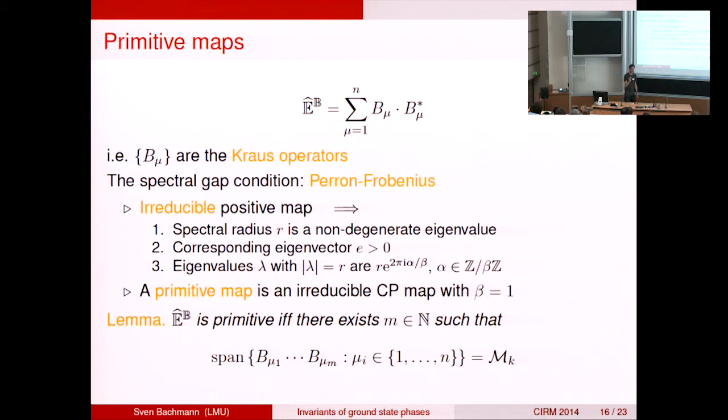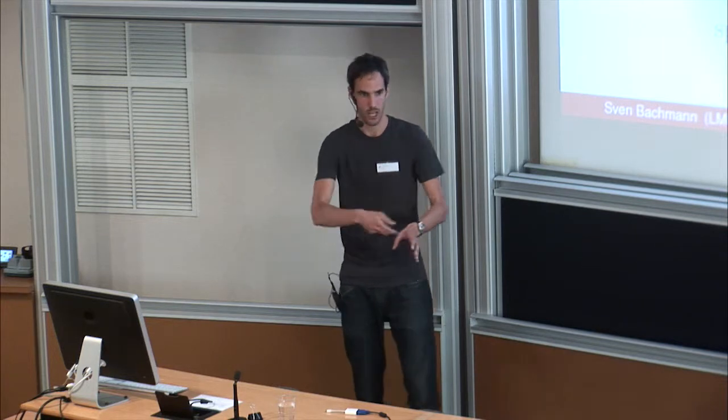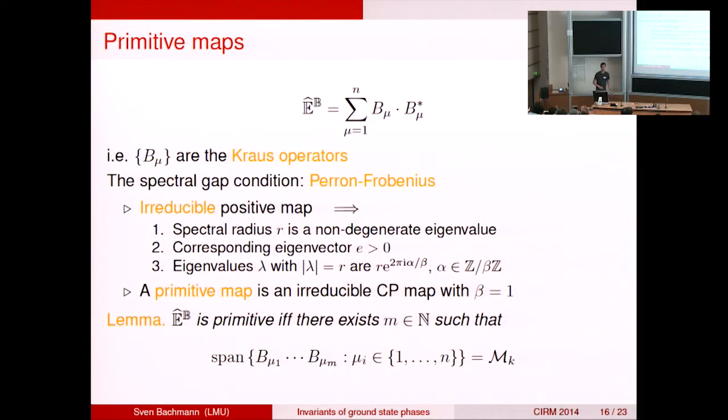It tells you that there exists a fixed m such that monomials of length m generate the whole algebra M_k. Okay? The only thing that is hard here is that it's not all monomials up to m. You have to find one fixed m such that all monomials of length m generate all matrices. But that's the condition that we will use to construct primitive maps, and primitive maps are exactly what we need to construct gapped Hamiltonians.